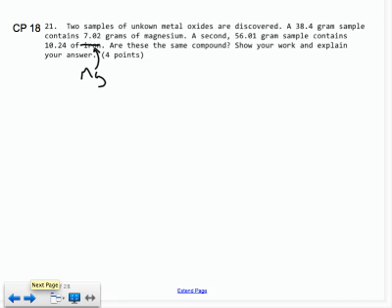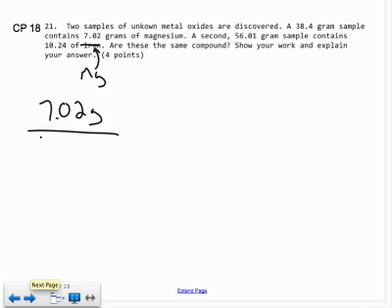2 samples of unknown metal oxides discovered, and there's a typo in this. The second metal here says iron, it should be magnesium, so they're the same in both parts. So the first sample is 38.4 grams with 7.02 grams of magnesium. The second is a 56.1 gram sample with 10.24 grams of magnesium. Are they the same compound? Well, first you want to take the percent by mass of each.